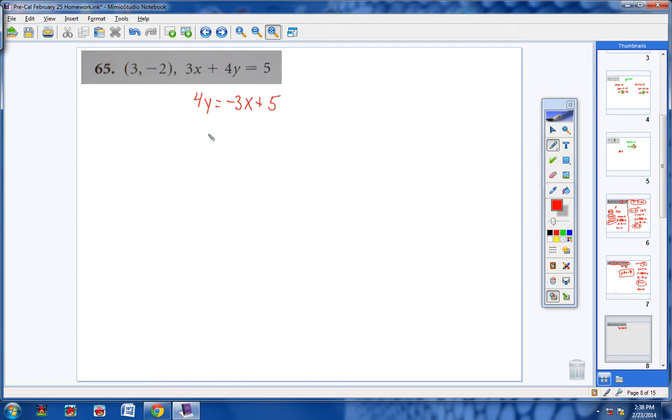Now divide each term by 4 and you're going to see your slope is -3/4 x. So now we know the slope of the given line, the given linear equation, is m equals -3/4.